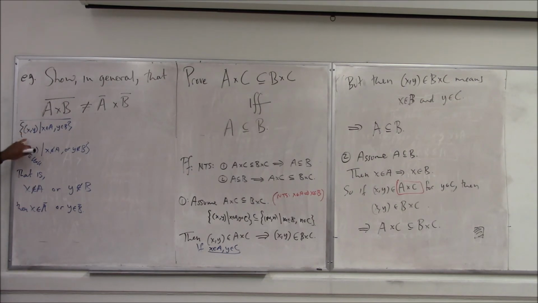So A cross B complement, these are all the things in A cross B, and we took the negation of that. So either the first coordinate is not in A or the second coordinate is not in B. That's right. Then can we just write it as the set of... well, wouldn't just not A cross not B be the set? Oh, it's the same except the "or" is an "and", so then you know they're not equal.